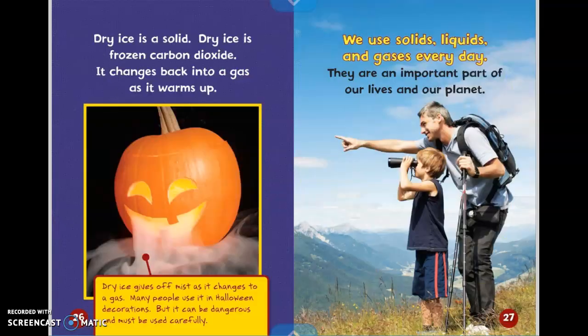Dry ice is a solid. Dry ice is frozen carbon dioxide. It changes back into a gas as it warms up. Dry ice gives off mist as it changes to a gas. Many people use it in Halloween decorations, but it can be dangerous and must be used carefully. We use solids, liquids, and gases every day. They are an important part of our lives and our planet.